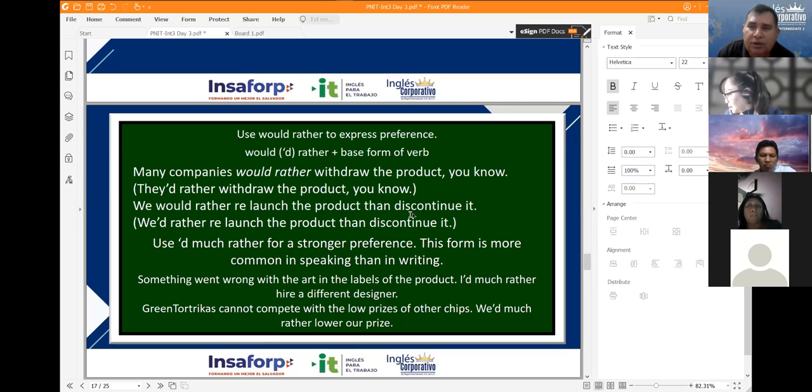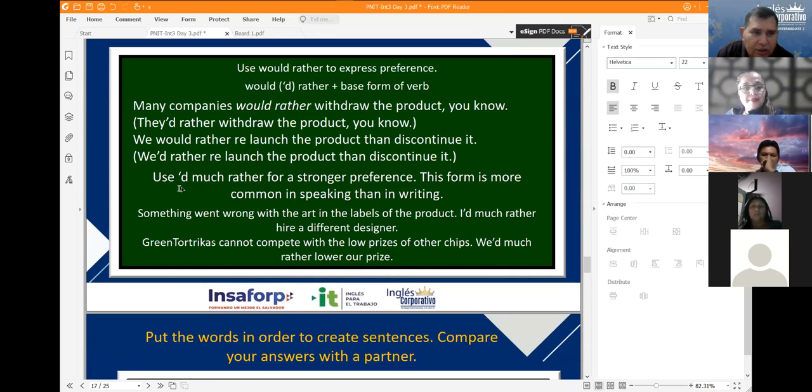Seldom do you hear people saying, I would rather. Most people say, I'd rather. Is it correct? Of course, the two forms are correct. But which is the most common? I'd rather. Okay, then use apostrophe D much rather. Okay, much rather. Notice, between would and rather, you put much. I would much rather withdraw the product from the market. I would much rather. What's the meaning? I would prefer more.